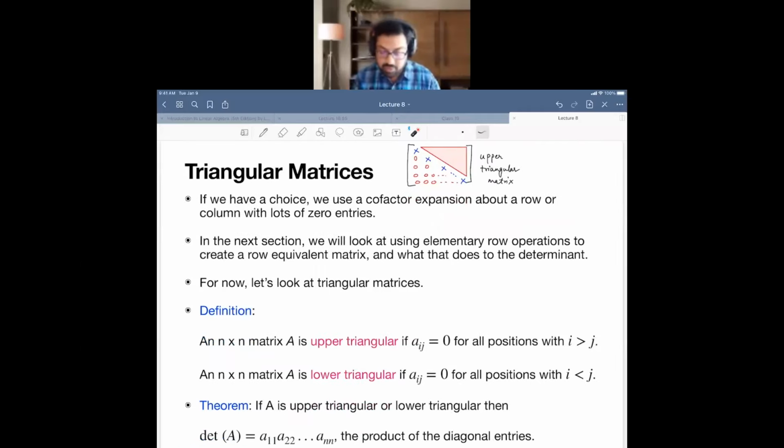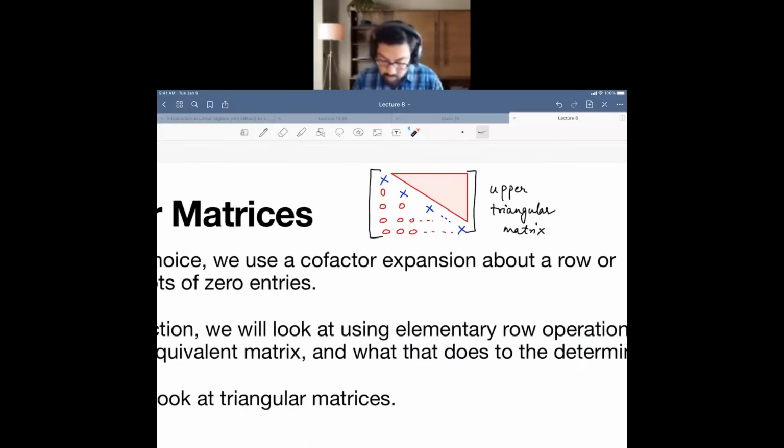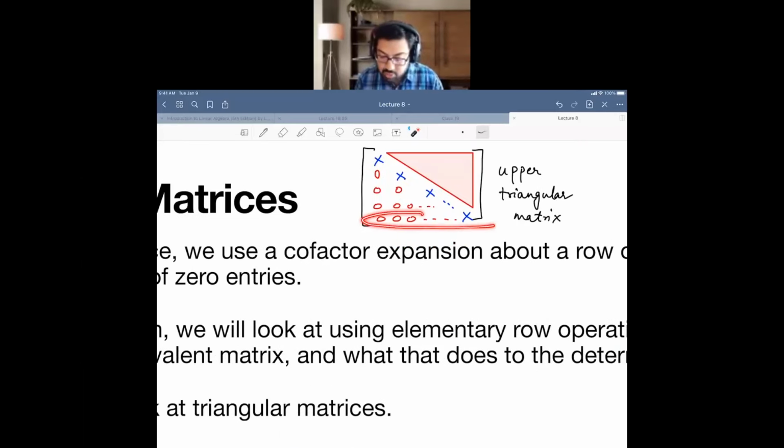And why are we doing this? We essentially are going for this because the cofactor expansion is going to become very, very easy. Because all you would need to do is expand using this last row here and then use this, and then use this, and then use this. Essentially, the determinant of this matrix will be simply the product of all the elements that are in the diagonal.